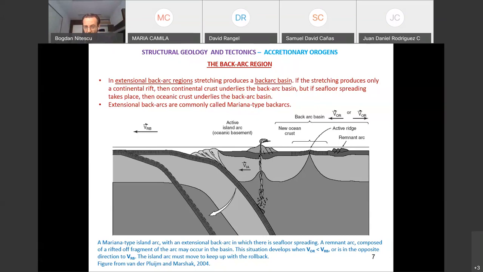For instance, in Canada, you have a very famous mining camp, which is called the Bathurst mining camp, with a type of deposits called volcanogenic massive sulfide deposits, and very important for the industry. They produce copper and zinc and lead and some gold. And what happens, the environment was at some point a back arc basin. Now, it's part of the Appalachian Mountains, or Appalachian orogen.